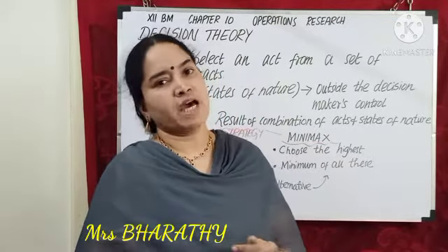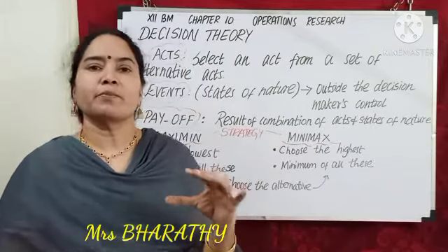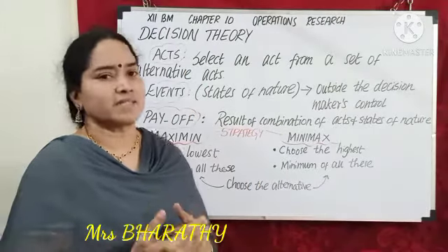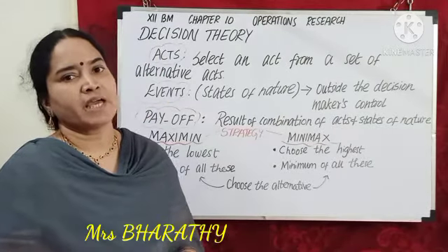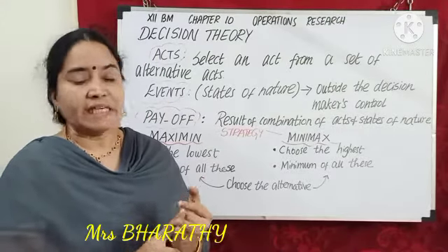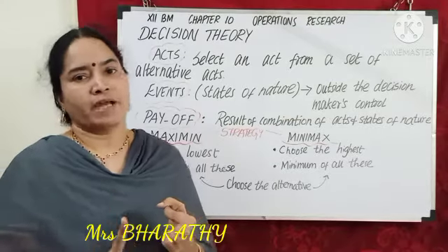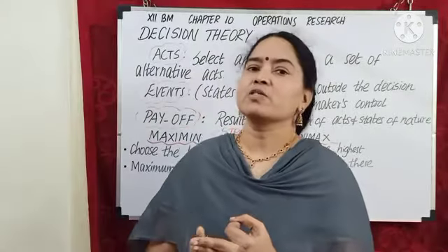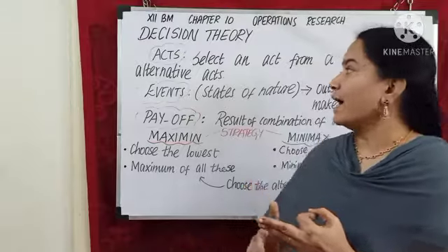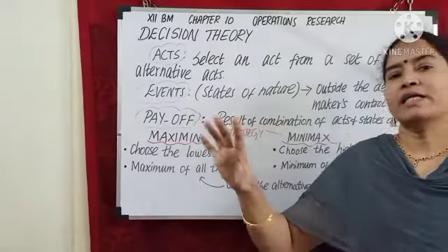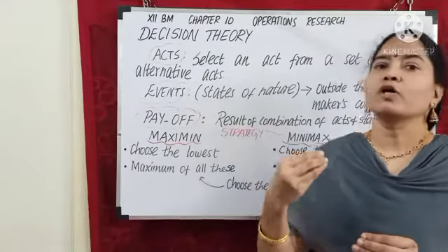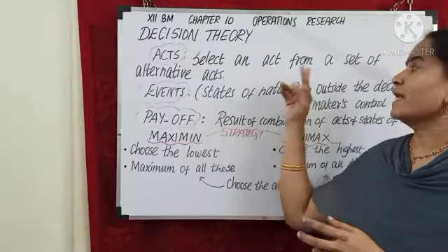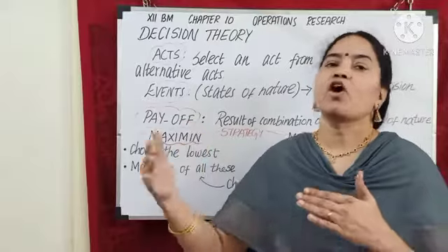Before going into that, when you are given a problem, how do you understand it? We are given certain terms to remember: acts, events, payoff matrix. So what do you mean by the word acts? Acts: many alternatives are given. Which alternative are you going to choose? So select an act from the given alternatives.